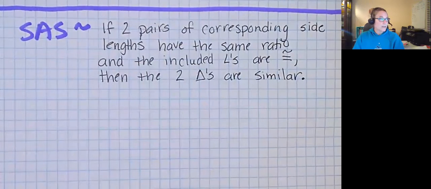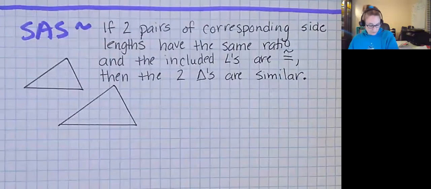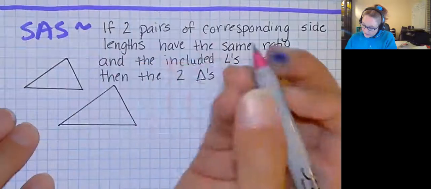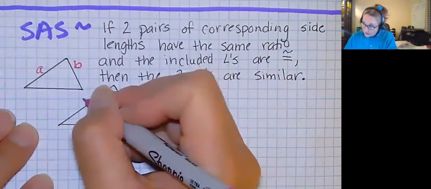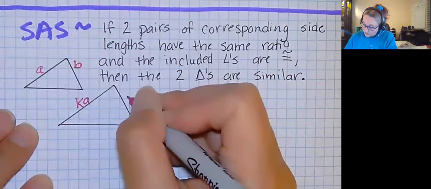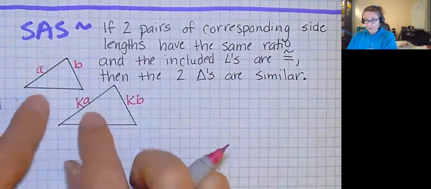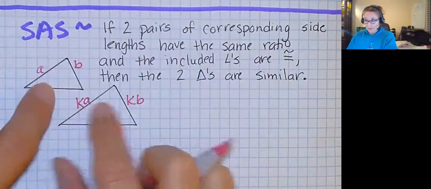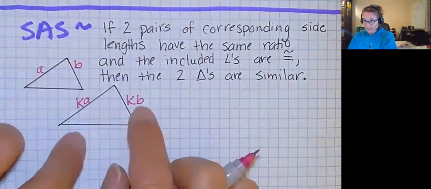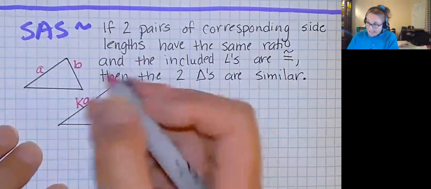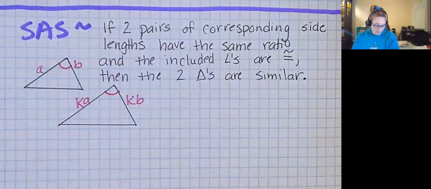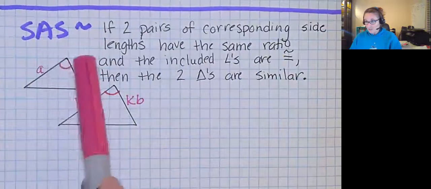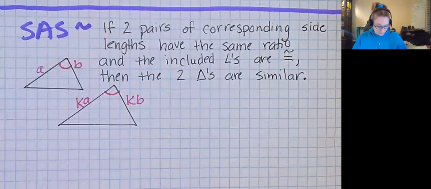And let me draw a picture of that. So let's say I have this side A and this side B. And let's say this side is K times A and this side is K times B. So again, these have a ratio, okay? That is the same, multiplying each of these by K to get these. And then we need the angle in between. So this angle is the same as this angle, okay? So that is side, angle, side, and that means that these two triangles are similar. And that's the end of this video.